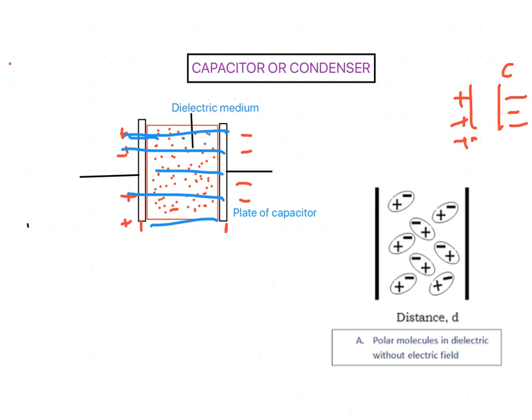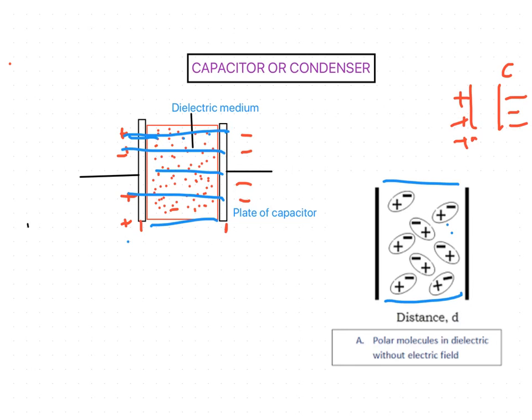Initially, if you take this dielectric medium, these are the particles in the insulating material. The atoms will have equal negative and positive charges, and the electrons are tightly held by the nucleus when it is in the neutral state. These are called polar molecules in a dielectric when it is not charged with the electric field. That means normal.